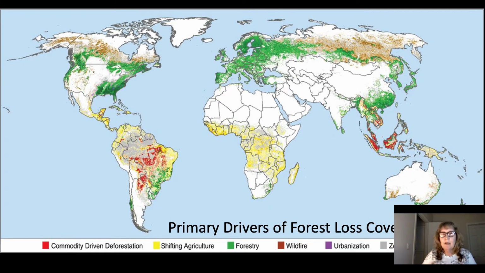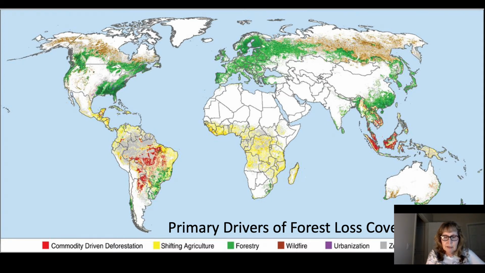So what are the major drivers of deforestation? This map, entitled Primary Drivers of Forest Loss Cover, gives us a very good global view of what those different drivers are. We'll start with commodity-driven deforestation. This is a long-term permanent conversion of forest and shrubland to mining, agriculture, or infrastructure. And that's the red areas that you'll see here. You'll see Southeast Asia. You'll also see South America, the Amazon rainforest, as you can see throughout South America.